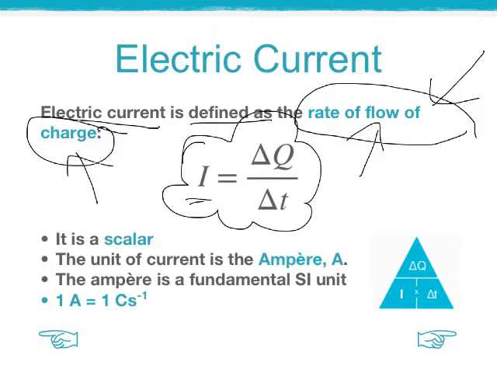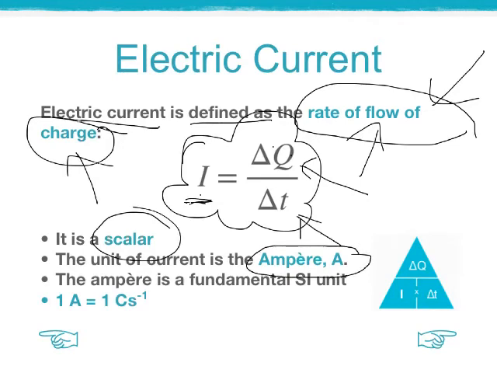Current, remember the symbol is I, is Q over T. Q, the number of charges over time. And what do we need to remember about current? It's a scalar, super important. Its unit is the ampere. And it's a fundamental SI unit.